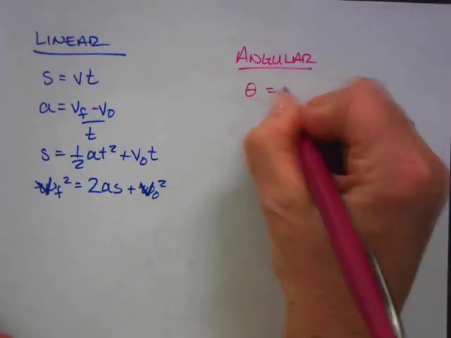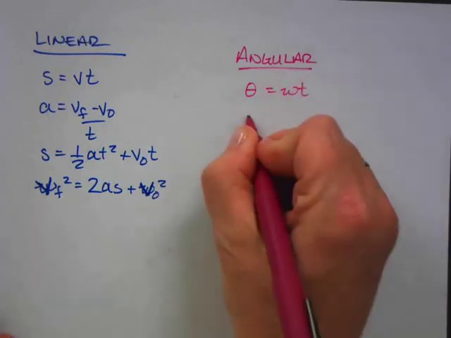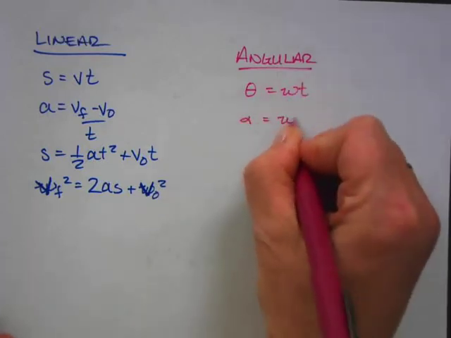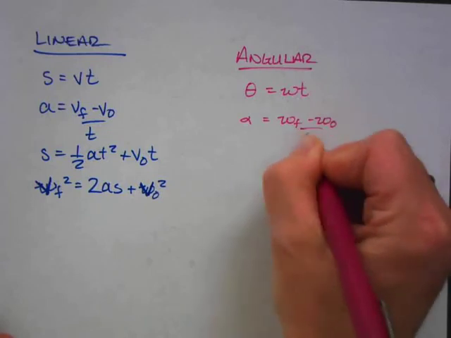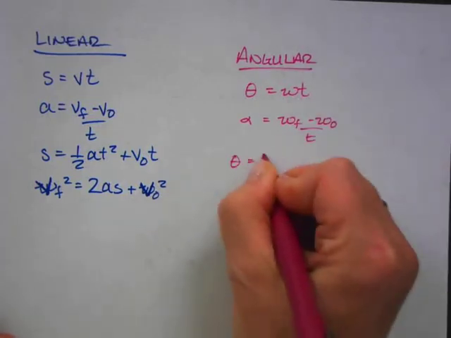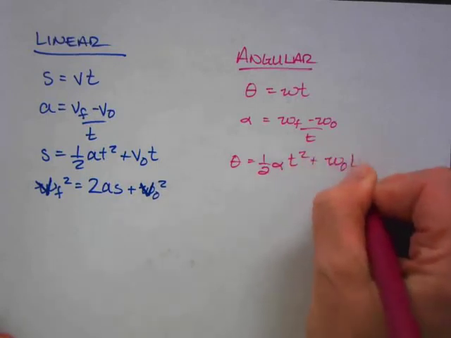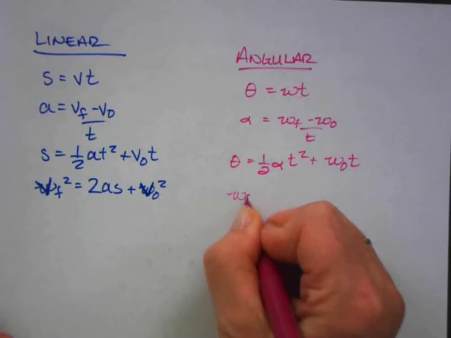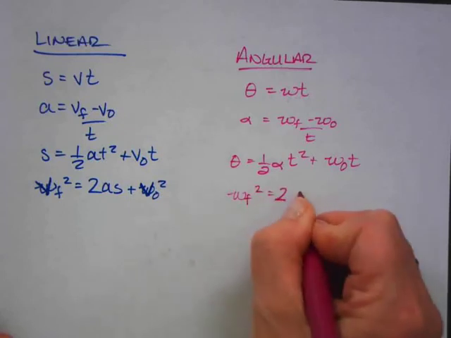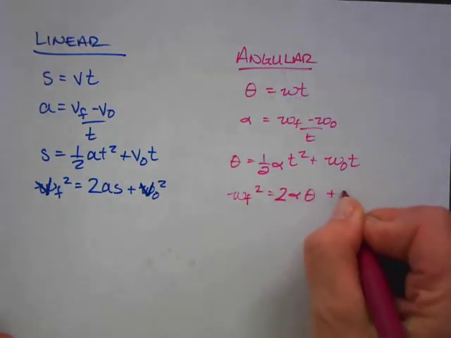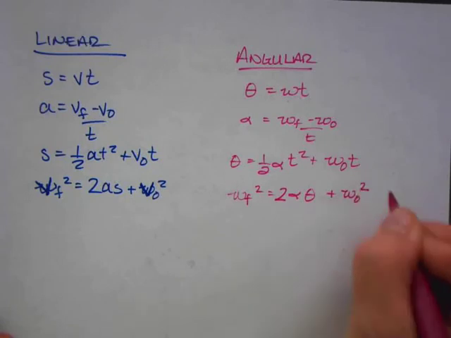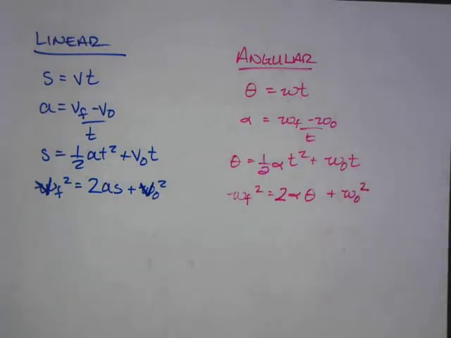All right, let's see how you did. By the way, these equations are on the board and they will live there until the end of January. So theta equals omega times t. Alpha equals omega final minus omega initial over t. Theta equals 1/2 alpha t squared plus omega initial t. And omega final squared equals 2 times alpha times theta plus omega initial squared. So hopefully that's what you have in your notes.